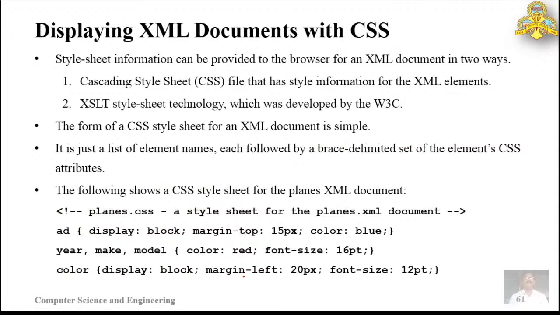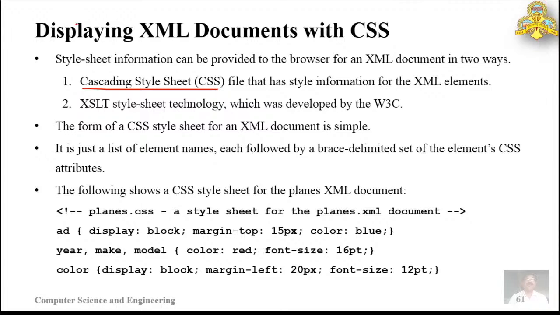Displaying the XML document is secondary and not so important. The major reason for XML documents is describing the data and sharing such information between different applications. But still we can display the information provided in XML by using style sheet information. One way is by using a cascaded style sheet, where the file has the style information, and it follows the same principle that we applied for HTML files.